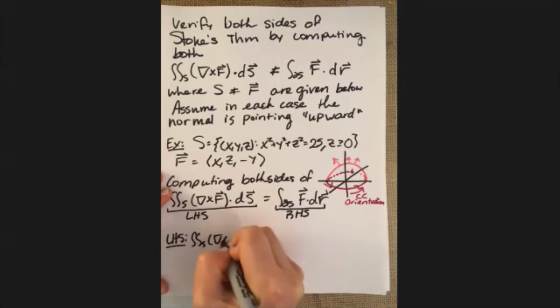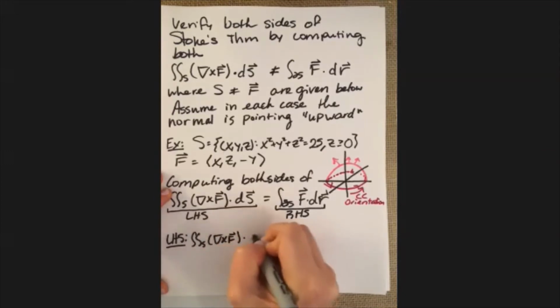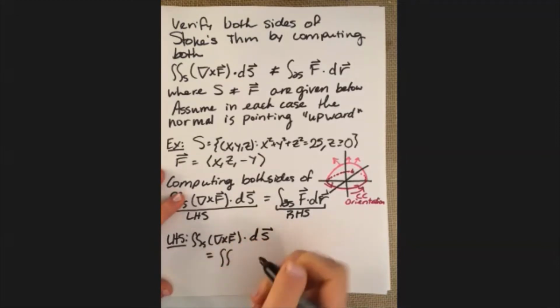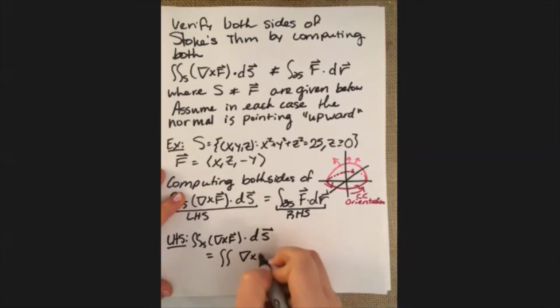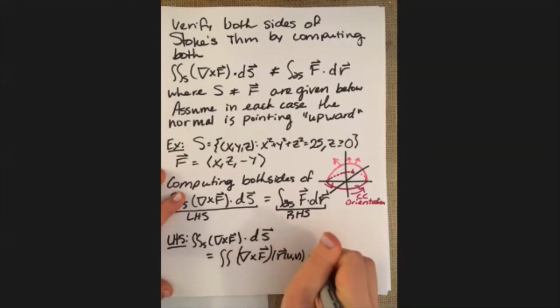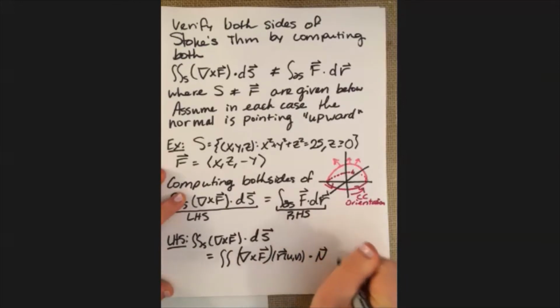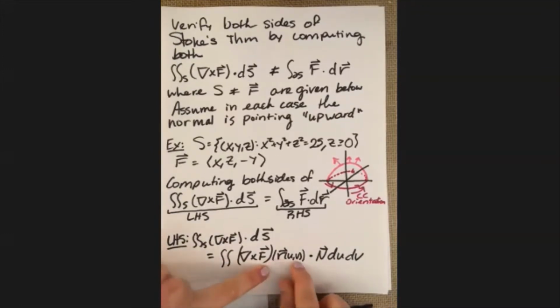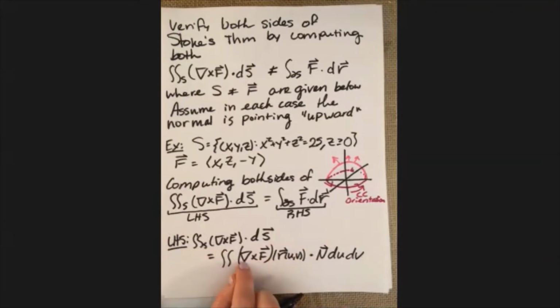that double integral over S of the curl f dot dS is equal to the double integral of curl of f evaluated at r of u v dotted with a normal vector n du dv. So this is just reaching back to the formula that we have been using for surface integrals all along. This is not multiplying by r of uv. This is just saying we're going to take the components from r of uv and substitute them into this vector.